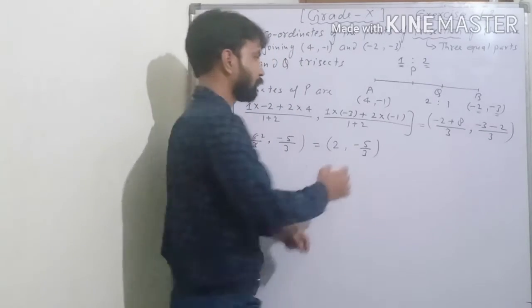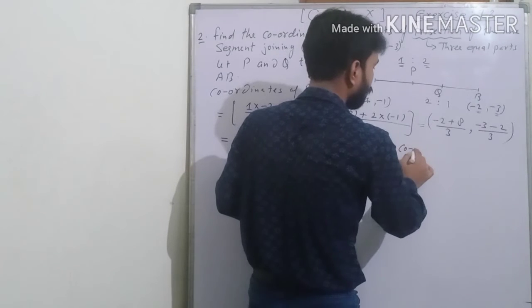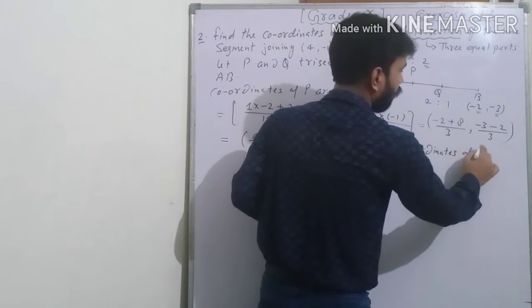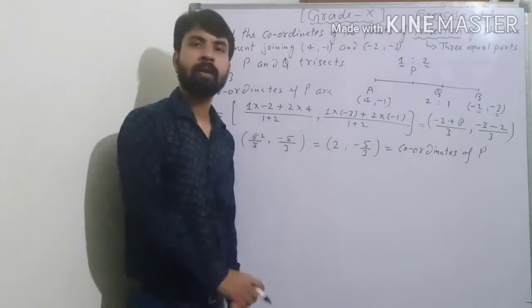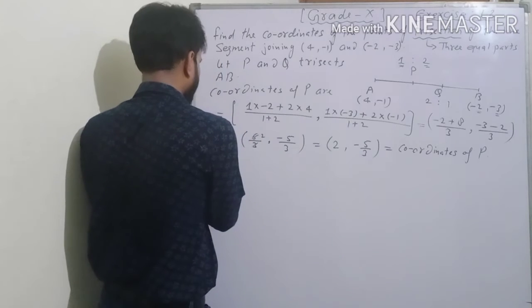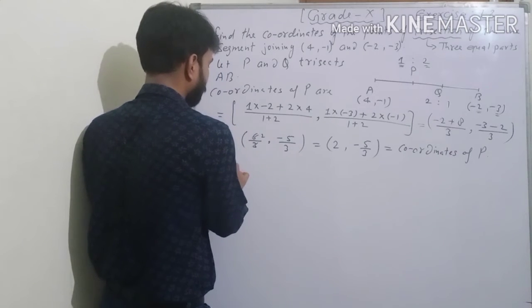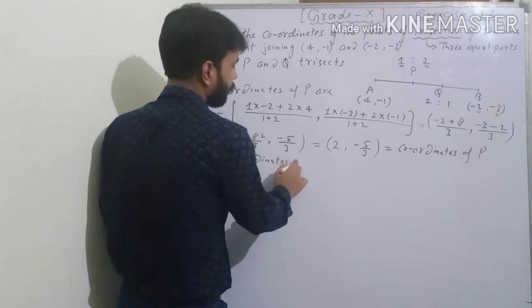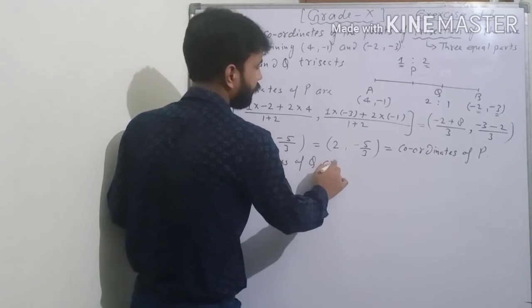Got it? These are the coordinates of P. Now I will find out the coordinates of Q. And the coordinates of Q are.